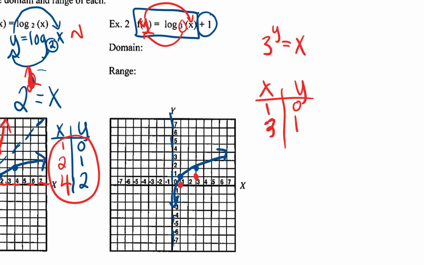The domain is how far left and right it goes. It never goes past the asymptote, so it goes from 0 to infinity. And then the range is forever down and forever up, so that's negative infinity to positive infinity, or all real numbers, because it goes forever up and forever down.